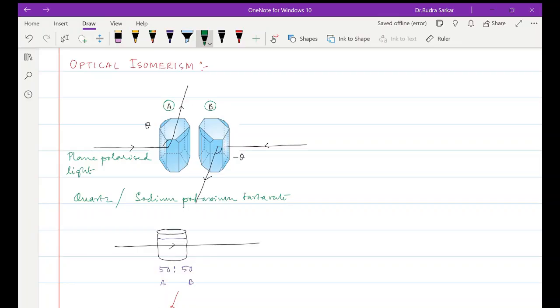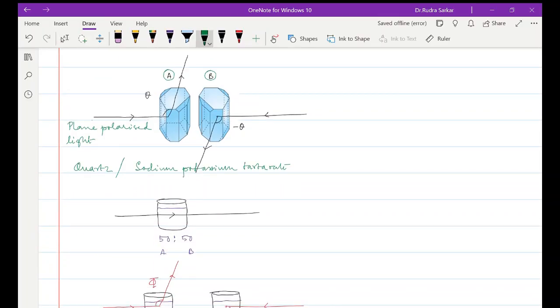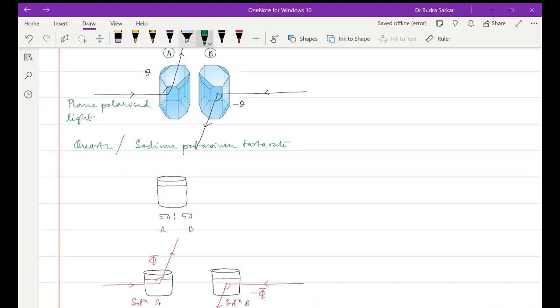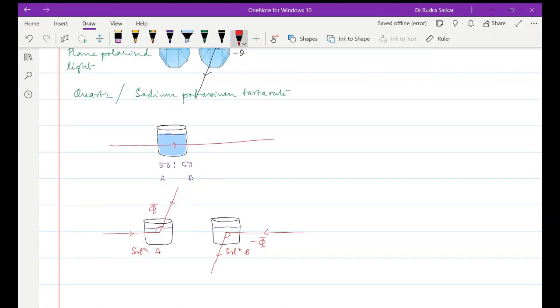Now, he wanted to see if he could mix equal amounts of A and B and put it inside a solution, say in a 50-50 ratio, and then if he passed the plane polarized light through this solution of A and B, would he see any deflection? But there was no deflection obtained over here. That means we are not seeing any optical rotation for a solution having 50% of A and 50% of B. This type of solution, which has equal amounts of A and B and has no optical rotation, was called a racemic mixture.